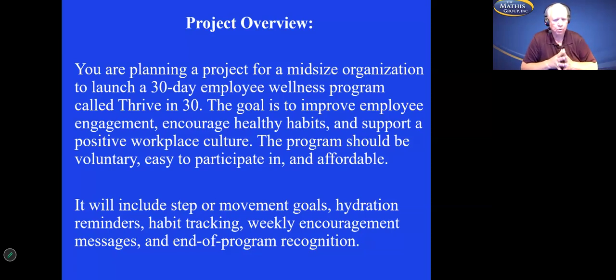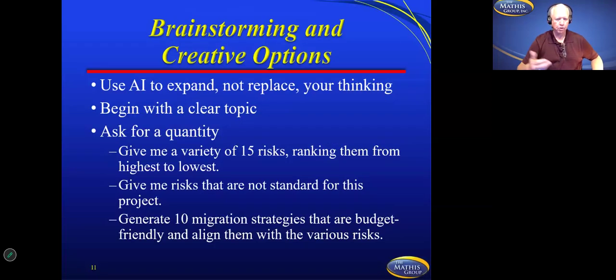So your overview, you are planning a project for a mid-sized organization, launch a 30-day employee wellness program called Thrive in 30. The goal is to improve employee engagement, encourage healthy habits, and support a positive workplace culture. The program should be voluntary, easy to participate in, affordable. It will include steps or movement goals, hydration reminders, habit tracking, weekly encouragement messages, and end of program recognition. So I just tried to give you some kind of simplified project to where your AI tool will be able to use it as the anchor, okay? And so that's your overview. And so you're getting ready to put that in.